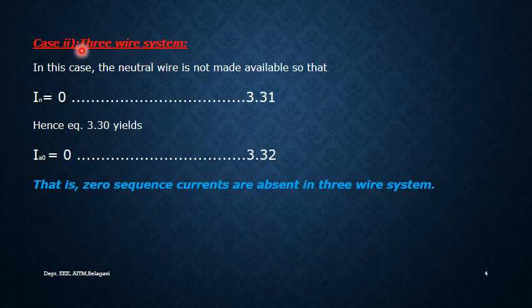In the second case, we are going to open this neutral switch. If the neutral switch is opened, that kind of system is called a three wire system. In this case, the neutral wire does not carry any current, so the neutral current will be equal to 0. In the previous equation, if I substitute the neutral current as equal to 0, the zero sequence current will also be equal to 0, which means zero sequence current is absent in a three wire system.